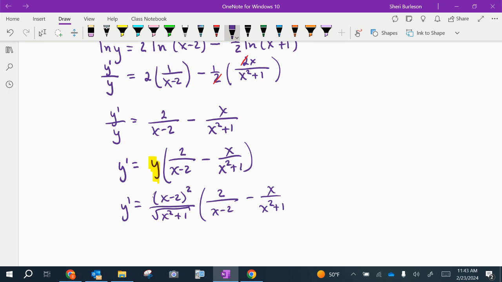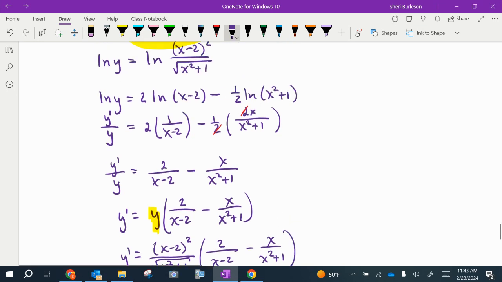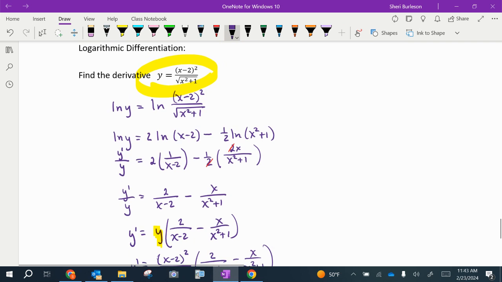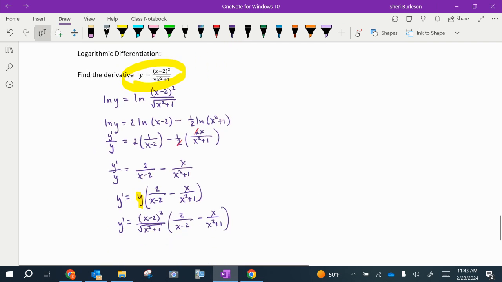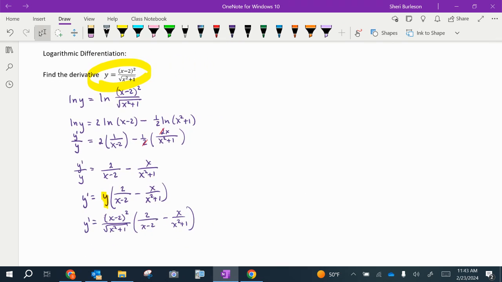So that process, logarithmic differentiation, allows me to use log properties to simplify a really ugly function that would otherwise take a lot of formulas or a lot of derivative rules to take the derivative of.